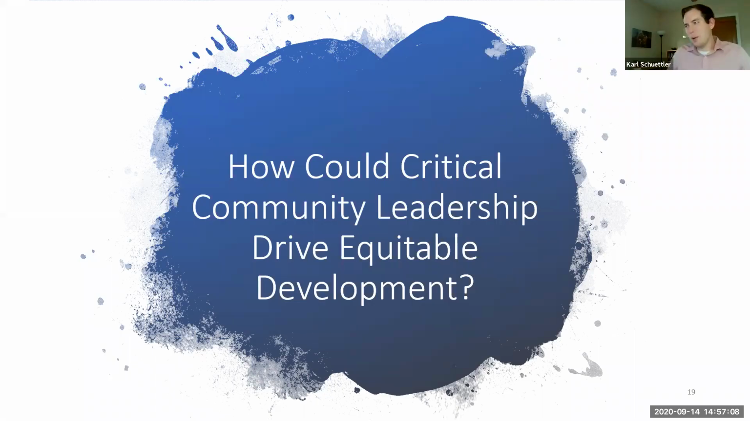And this next portion is going to look at the question: how can critical community leadership drive equitable development? So understanding, okay, we have this incentive here. Obviously, it has a lot of potential, but how can we as community members respond to this and also create conditions where we can see more investment?